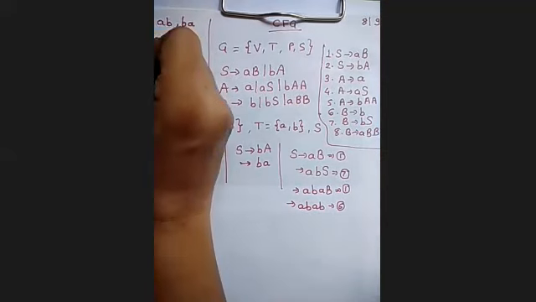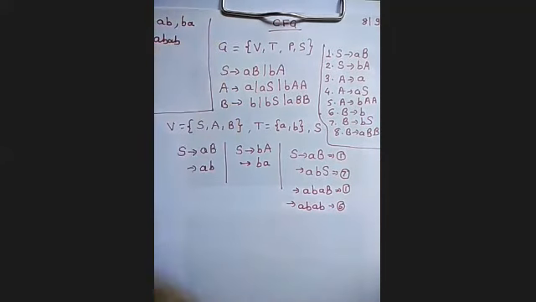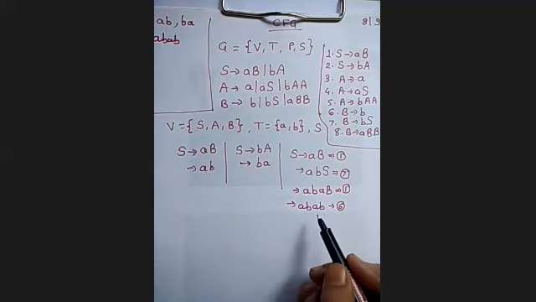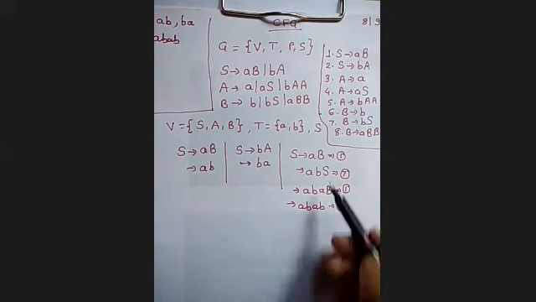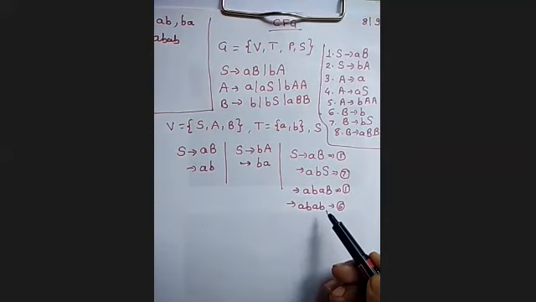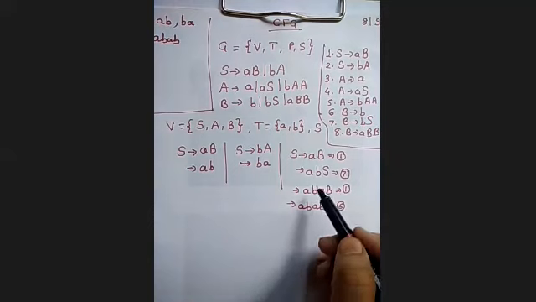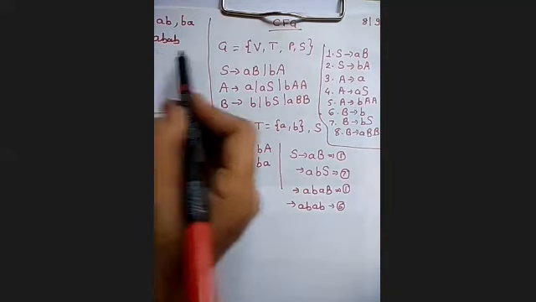So what is the string derived here? abab. Can you derive in this case a string of length 3? Try it and tell me. Okay, no. Any other string of length 4? abab is one.